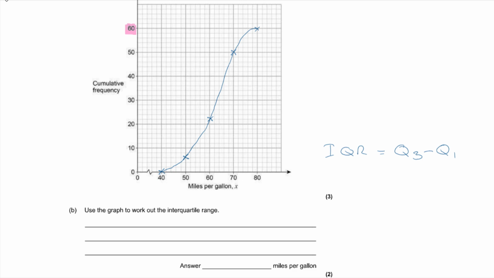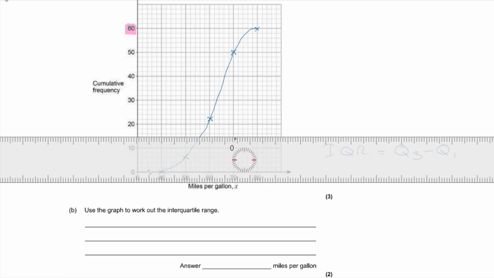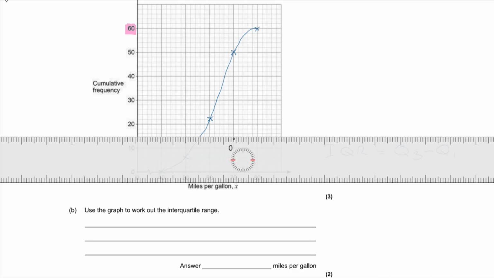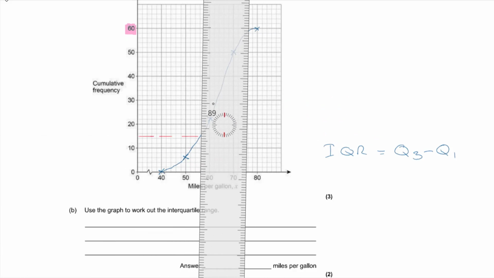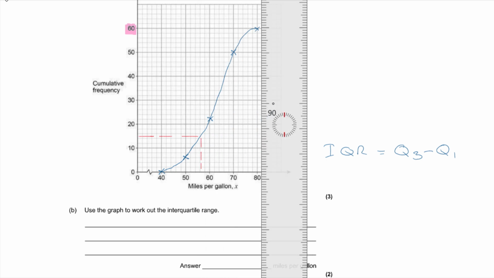So my lower quartile I'm going to find by reading across from 15 and down. Okay, so 15 is going to be halfway along that square, isn't it? Going through the middle of that square. So reading across at 15 to my graph, and then changing directions and reading down. It's going to give me Q1. Okay, so that's Q1 there.